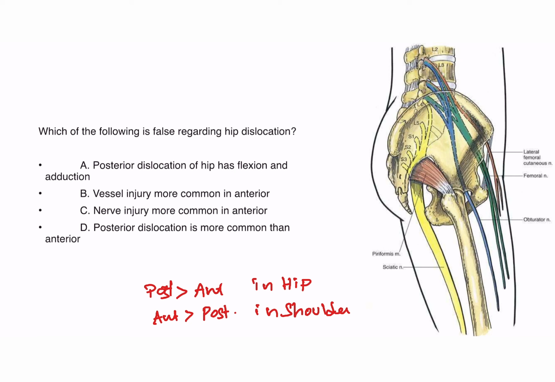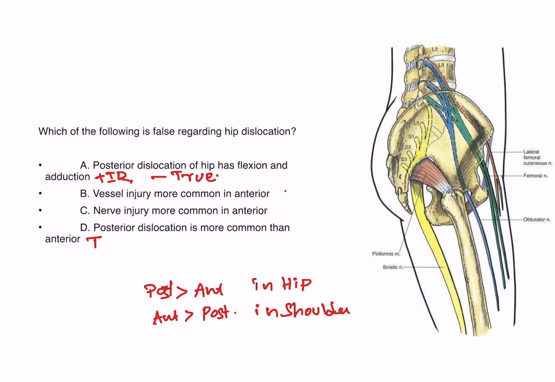Let me read the options from the bottom. Posterior dislocation is more common than anterior. It is definitely a true statement. In the hip, posterior dislocation is more common than anterior. Let's read the first option. Posterior dislocation of the hip has flexion and adduction. From the previous question discussion, we clearly know, yes, in case of posterior dislocation, there is flexion, adduction, and internal rotation deformity. And in anterior dislocation, it is abduction and external rotation deformity. So this statement is true as well.